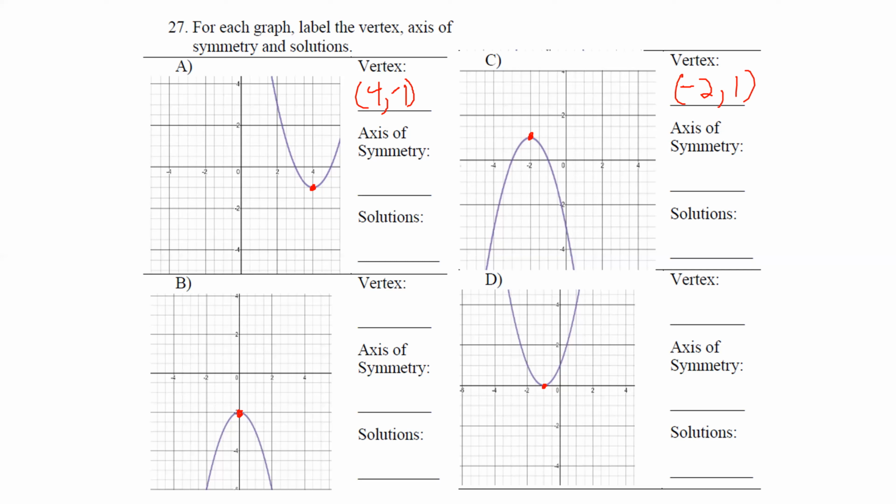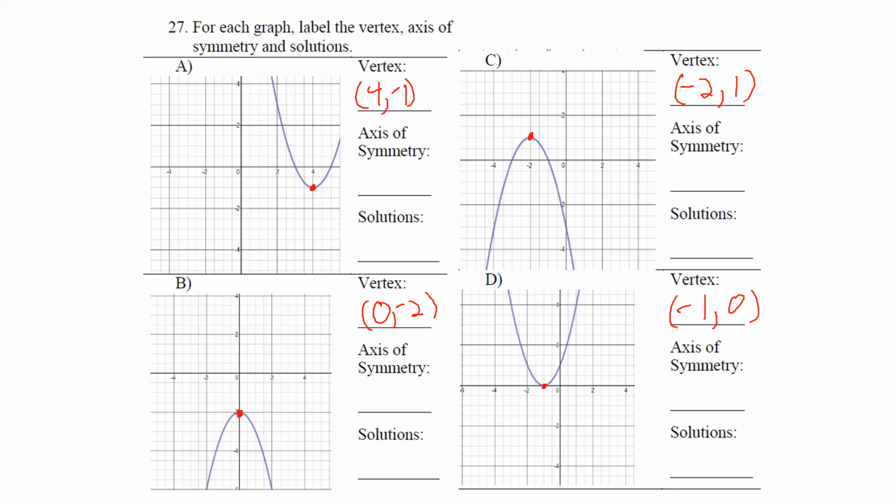Oh, sorry, that was C actually. Kind of goes in a strange order. Maybe I cut it that way. Yeah, that's right, it's going out of order. All right, on B, we have 0, negative 2, it looks like. And on D, negative 1, 0. So the first thing we did was identify what our vertex was.